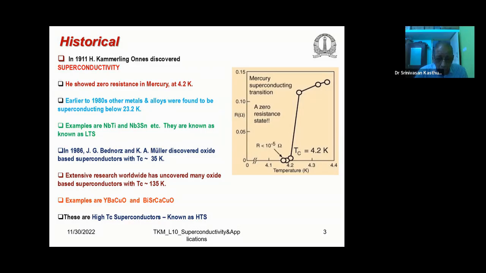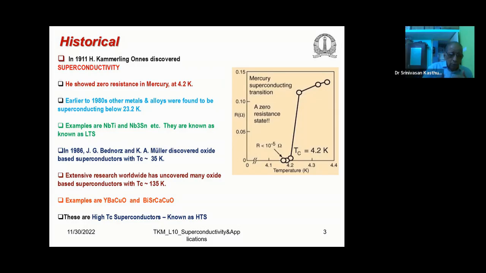People are trying to find out whether they can get superconducting materials right at room temperature. There is a lot of interest in this, because if you get superconductivity at room temperature, then you don't need any coolant at all. So it has a lot of advantage in getting such materials.